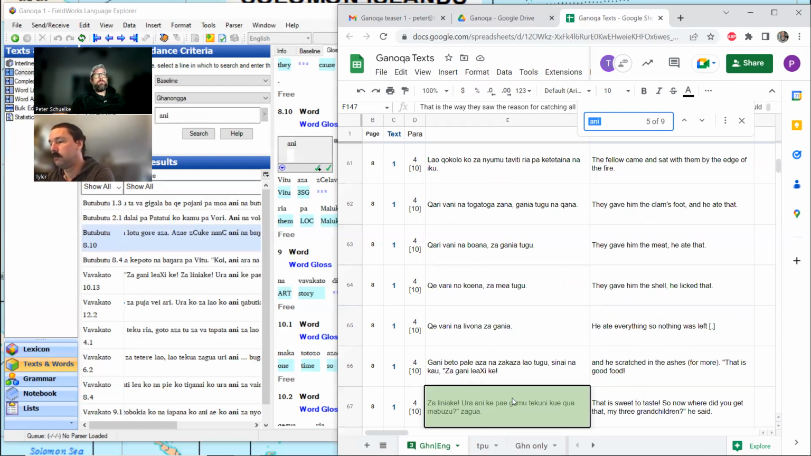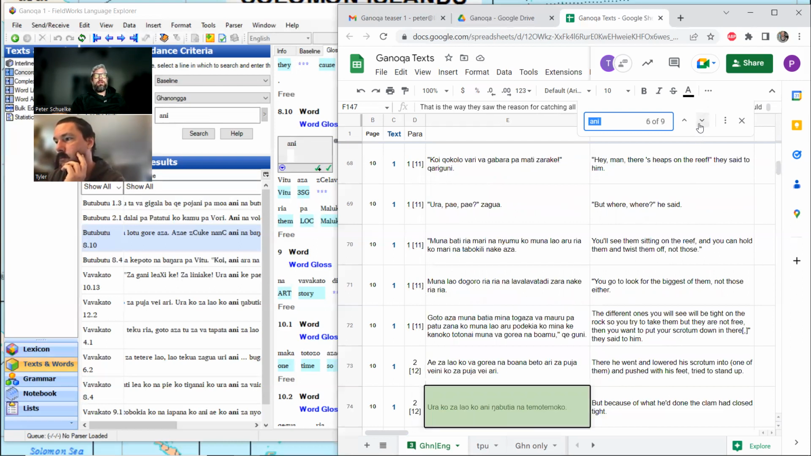Let me get Ura Ani again. Ngabutia, so buti should be C. No, we've got a different word there. Ngabut. All right. Because of what he'd done, the clam had closed tight. Oh, Ngabut could be do. I think Ngabutia na temokoko is closed it, the clam. That's what I think it is.